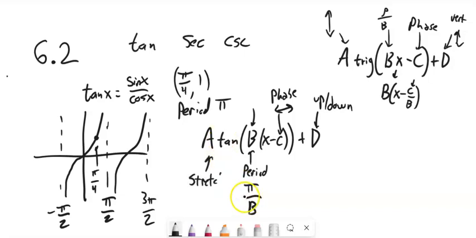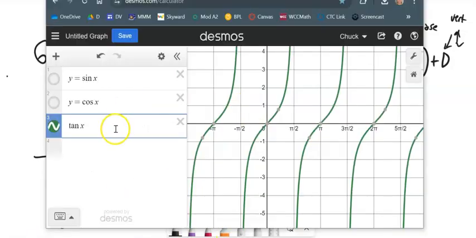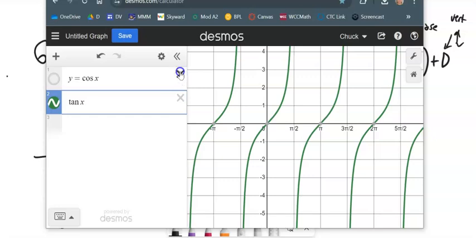It doesn't really have an amplitude, but it has a stretch in this direction. What it does is it changes this value right here. The pi over 4 stays, unless it gets shifted. And instead of just going up 1, it goes up A, whatever that is. Let's grab something in Desmos, take a peek at it, and see what happens here.